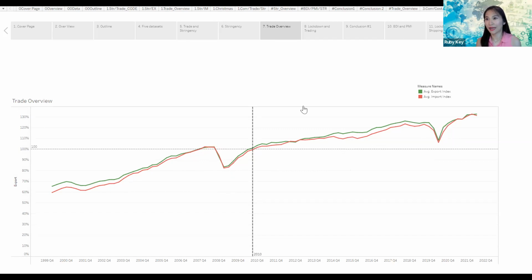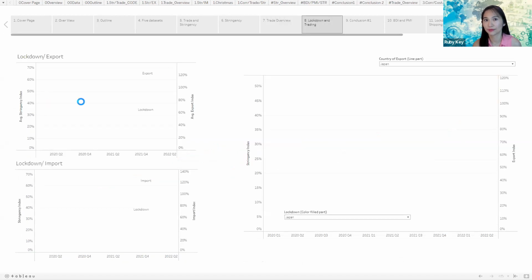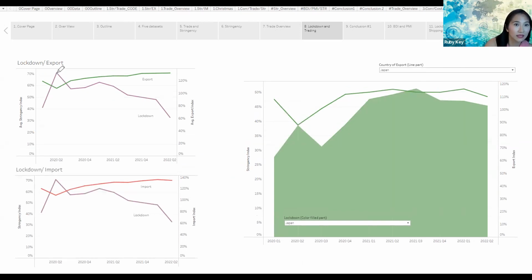Finally, we're going to combine them and see what their connection is. There. As you can see here, this is the lockdown index. Here, this is the lockdown. Other than the initial impact that brought exports down, there's no severe effect or connection here. And so it is with imports. Only the initial part was impacted.